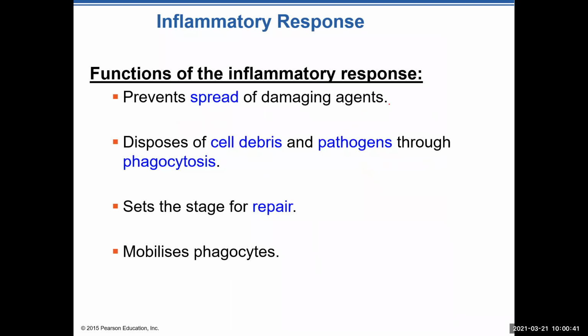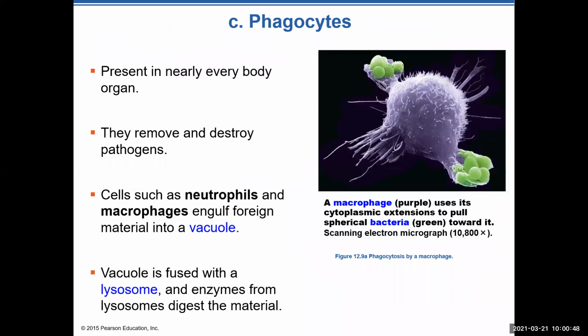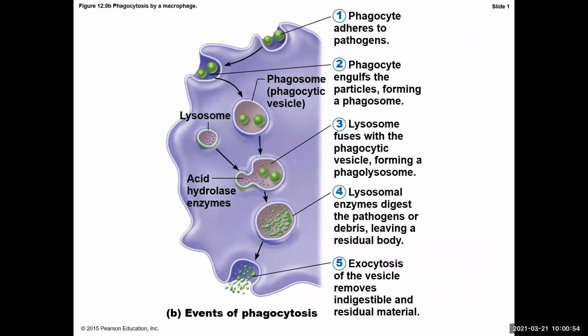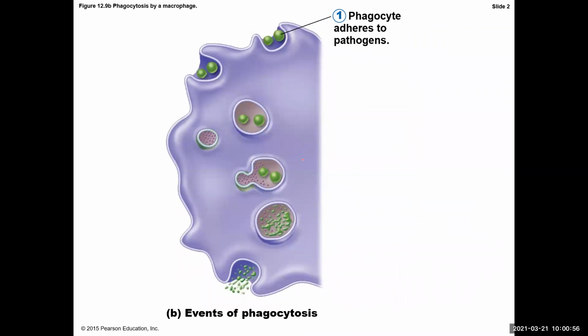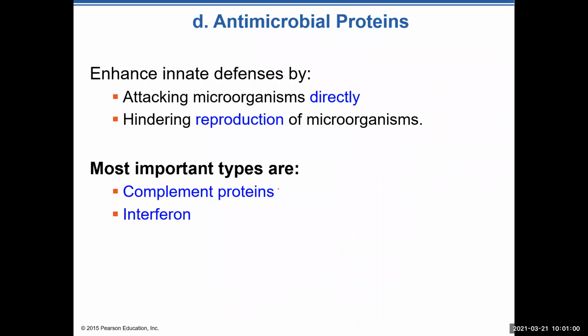So that was about what? That was about the inflammation. And then we spoke about the phagocytosis. Yeah, we spoke about that, how they engulf it. Okay. And then in the second line defense mechanism, we spoke about two important things: the complement proteins and the interferons.